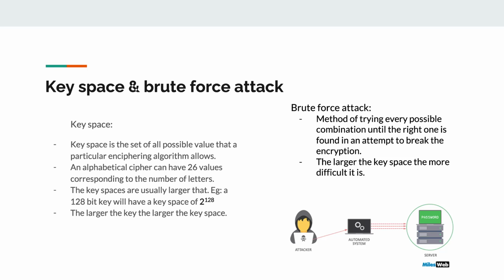Key space. Key space is the set of all possible values that a particular algorithm allows. So an alphabetical cipher can have 26 values that correspond to the number of letters, as there are 26 letters in the alphabet. However, the key spaces are usually larger than this, as shown below, where a 128-bit key has a key space of 2 to the power of 128. The larger the key, the larger the key space.